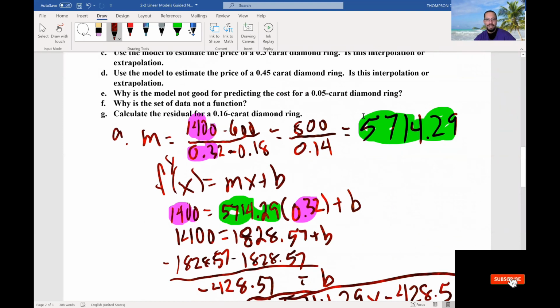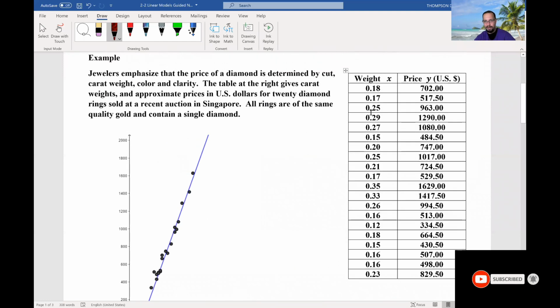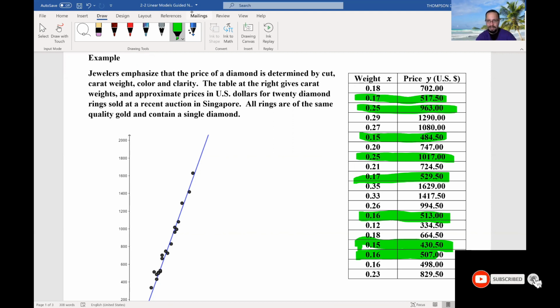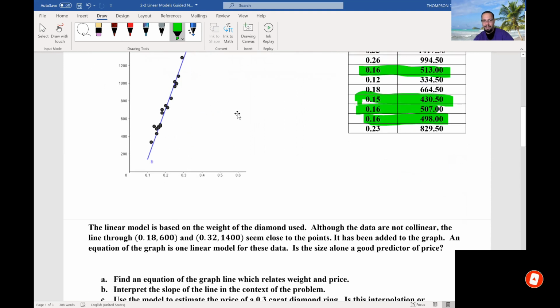F. Why is the set of data not a function? Let's look at the original data and see what we have going on here. We have 0.18, 0.17. Let's see what we have repeating. 0.25 is repeated, 0.16 is repeated, 0.15 is repeated, and note that these all have different prices. 0.16 is repeated three times. So we have numerous diamonds that have different costs. For that reason, it's not a function.